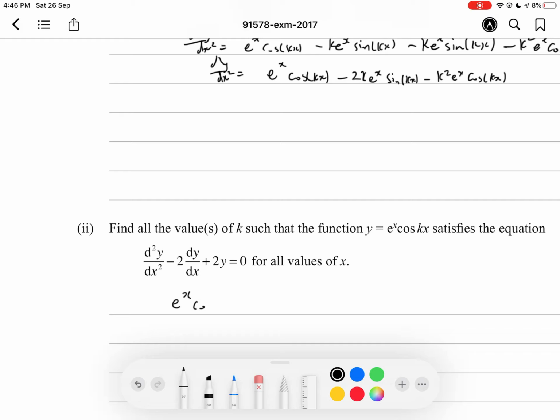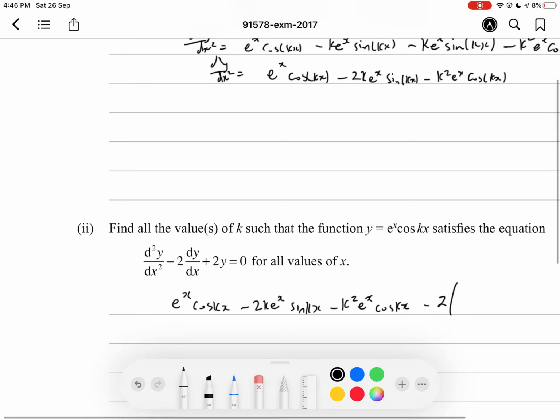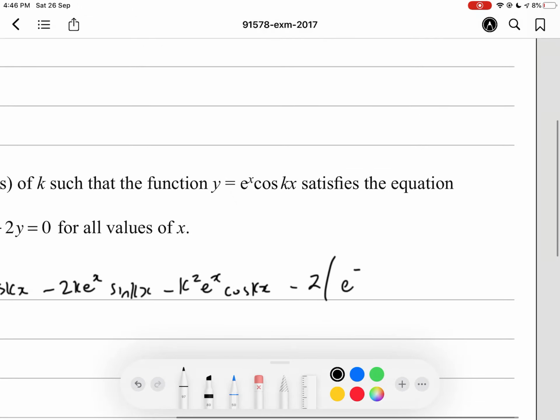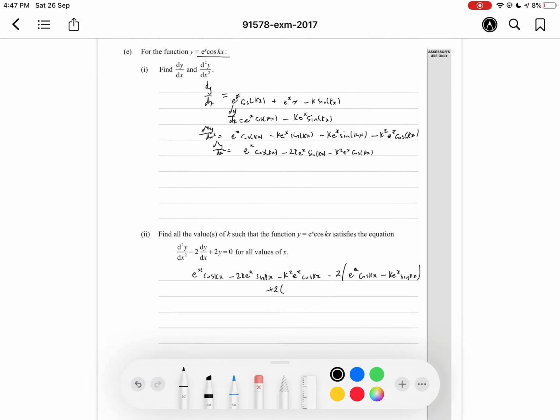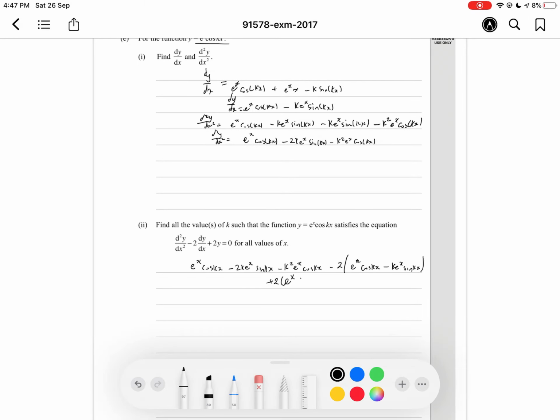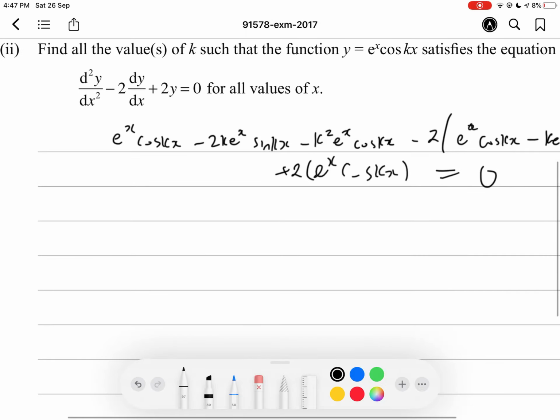So therefore, e to the power of x cos of kx minus 2k e to the power of x sine of kx minus k squared e to the power of x cos of kx, minus 2 times dy over dx, which was e to the power of x cos of kx minus k e to the power of x sine of kx. And we need to add 2 times our original function, which was e to the power of x cos of kx. And that equals 0.